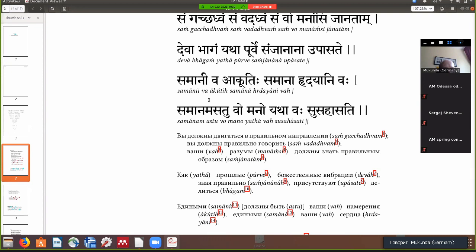And then we get the samanam astu vo mano. So here also the vo stands for vaha. This va also stands for vaha, just because of sandhi. Sometimes what we call the visarga, these two dots here, fall off, as in this point, or the short R changes to an O, as here.